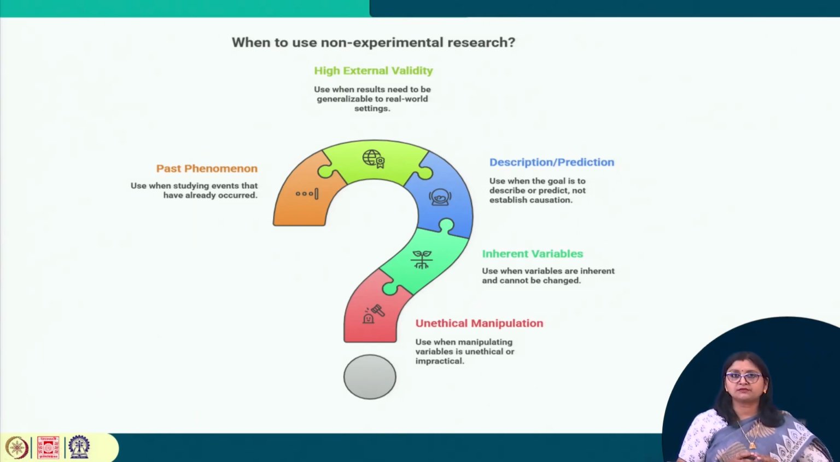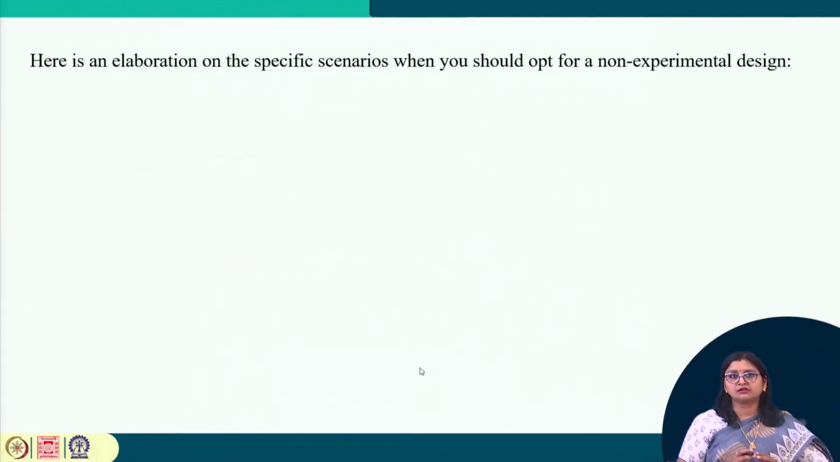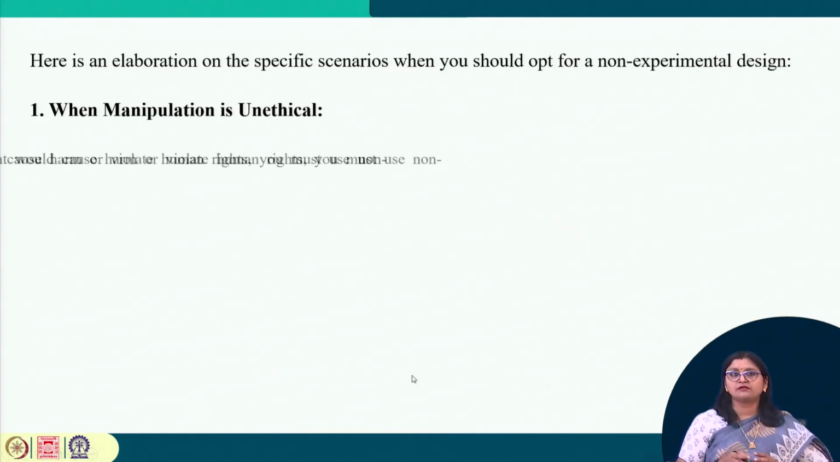So, when to use the non-experimental researches, I have tried to give you the visual representation. If you want to study past phenomena, or there are high external validity concerns, description or prediction are intended, inherent variables are there, or any unethical manipulation you cannot go for, then you go for the non-experimental researches. Here is an elaboration on the specific scenarios when you should opt for a non-experimental design. So, we will go one by one.